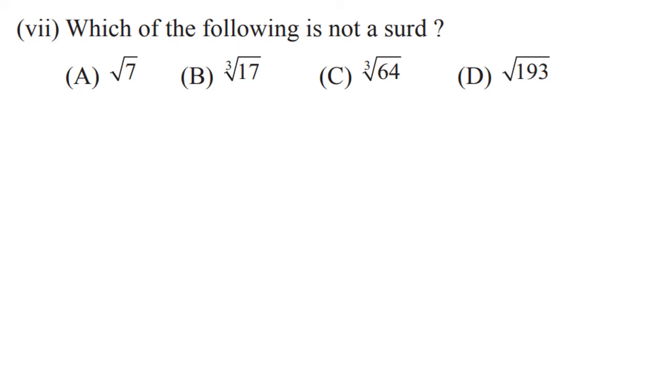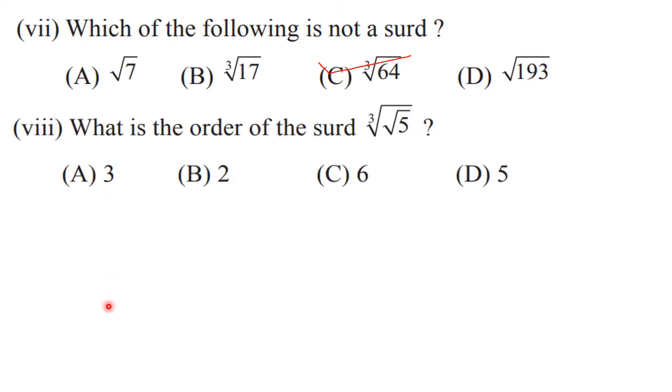Or it's a surd. See here, cube root of 64. 64 is a perfect cube of 4. And cube root of 64 we can write as 4, which is not a surd. Correct? So this is my correct answer. Again, see, this 193 is not a perfect square, so this is an irrational number or this is a surd. So options A, B and D are surds. Option C is not a surd. So tick mark this option.